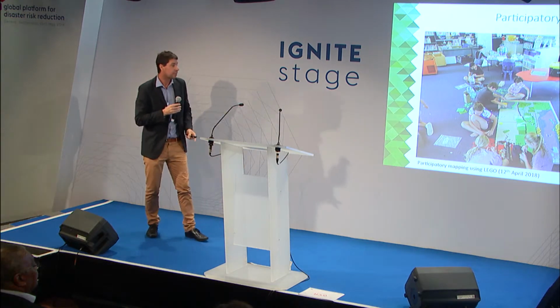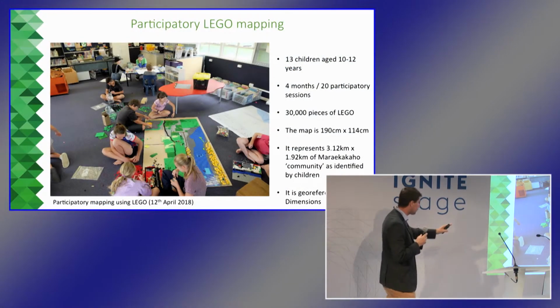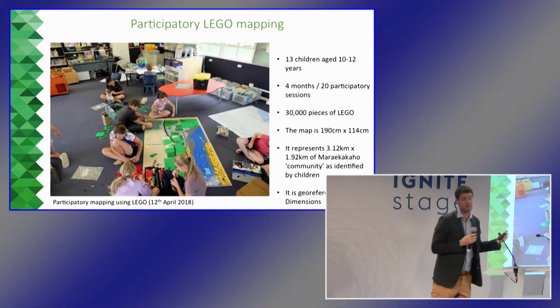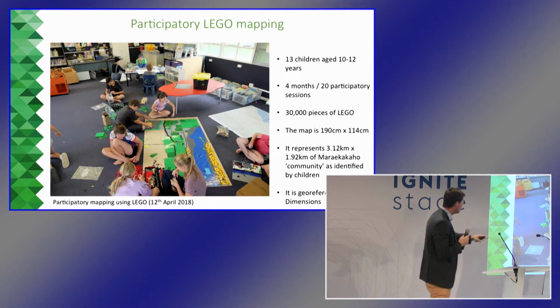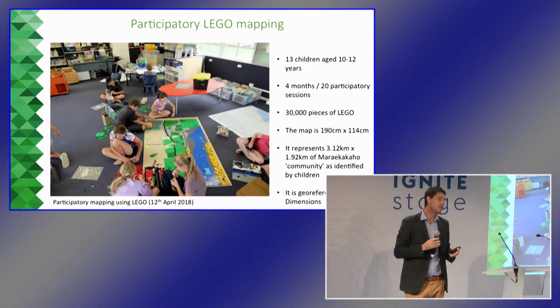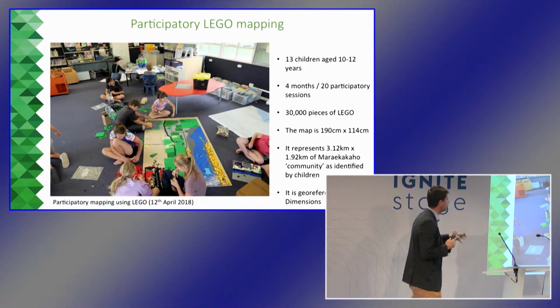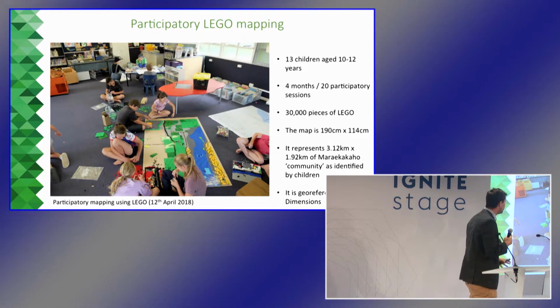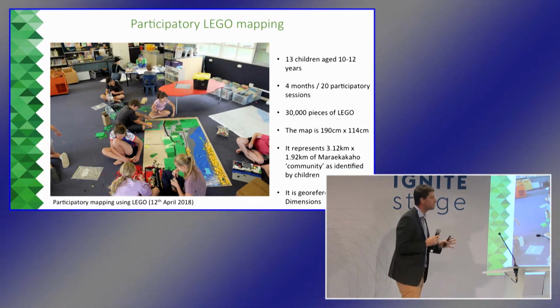So that's how it looked. That's how the process of building the map looks. You can see there are different kids. We worked with 13 kids. We try not to have too many, so you can have some process happening, some mapping happening. The kids were between 10 and 12 years old.